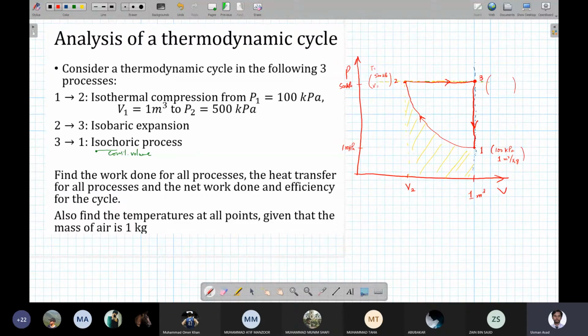ठीक है? So let's start by finding whatever is unknown. Can we start by finding temperature at 1? How would we do that? Sir, PV is equal to MRT. Right, so T comes out to be P1 V1 over MR.